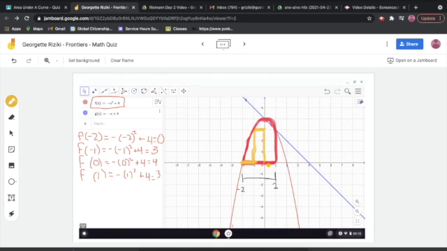Okay, and then for 0, it's a 4 right here. So let's mark that. And then 1 is equal to 3. 3 is right here. I guess we can do this one too. Okay, anyway. So those are our triangles.